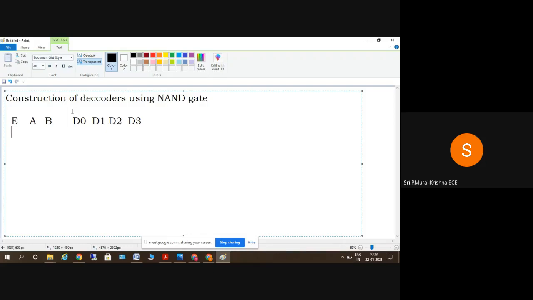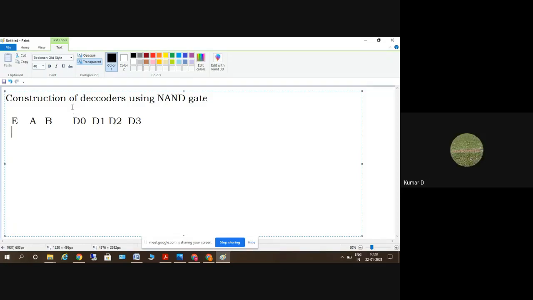Here, when I'm dealing with NAND gates, 0 is enable and 1 is disable. Or I can say 0 is active and 1 is inactive. Getting my point?